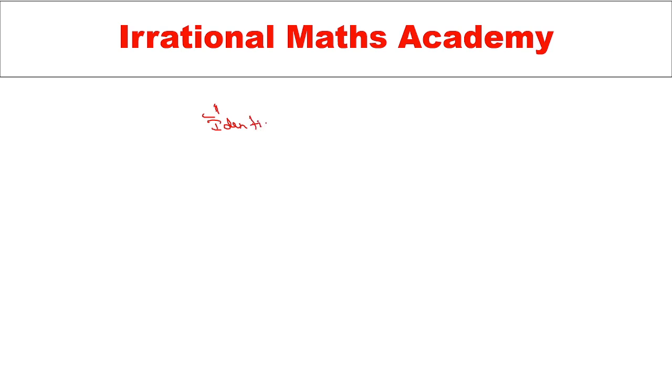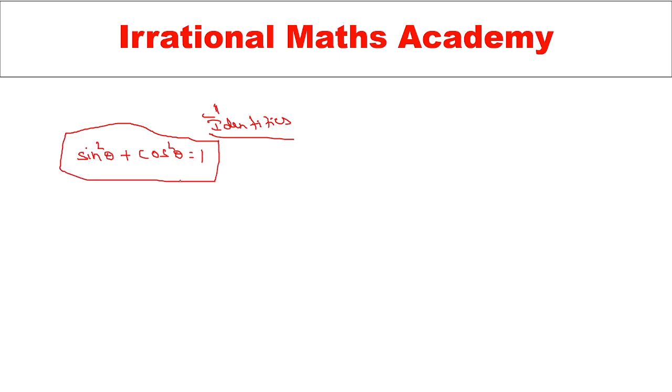We have 3 trigonometric identities. First is sin squared theta plus cos squared theta equal to 1. Sin squared theta plus cos squared theta equal to 1. Let us change it into different forms.